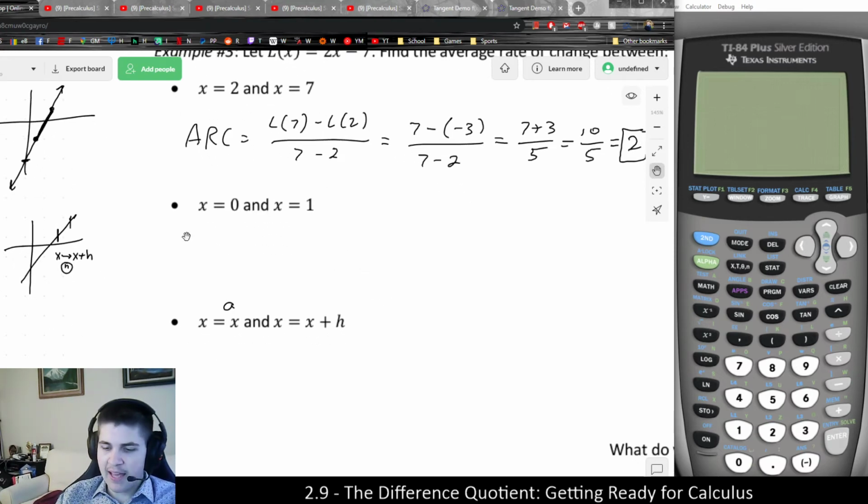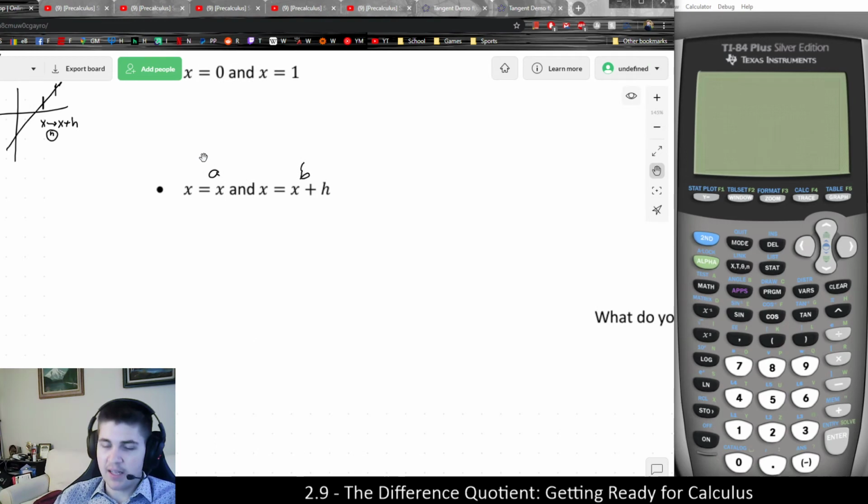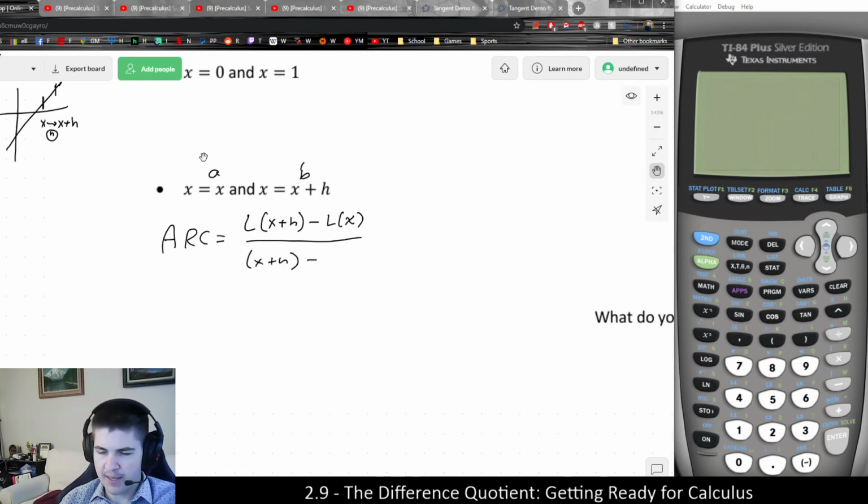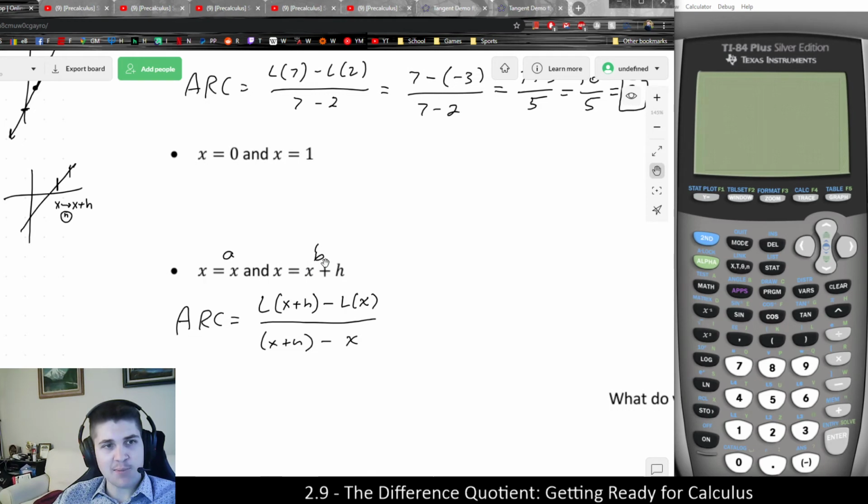Well, basically, this would be my a and b in the average rate of change formula, and the average rate of change between those 2 points would look like this. ARC is equal to f of b minus f of a, which is x, over b minus a. And basically, instead of plugging numbers into this expression, I'm going to plug in these particular algebraic expressions. This might seem a little weird, but there's a sense behind why, which I'm going to talk about in the next video.